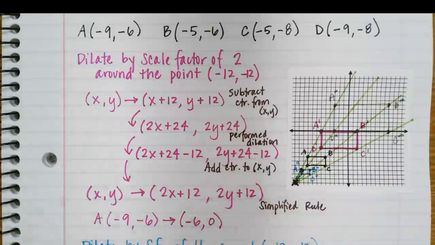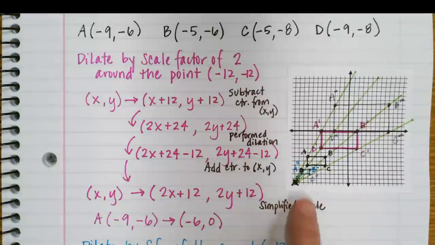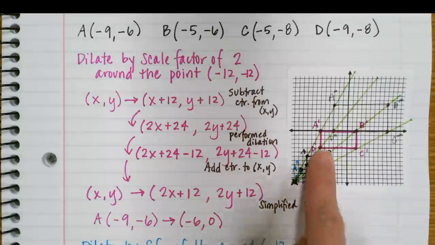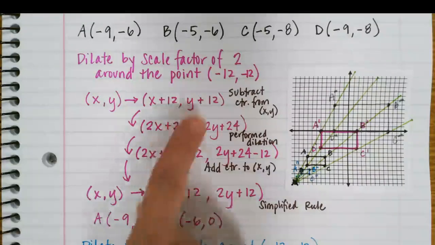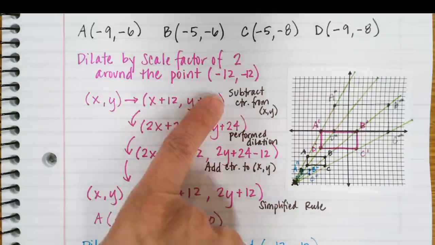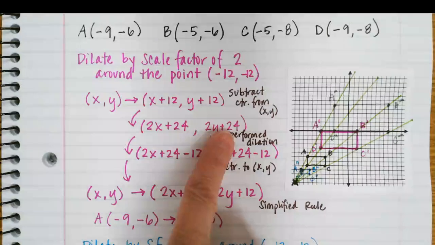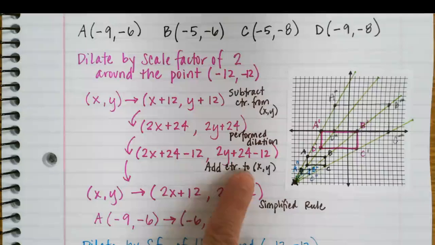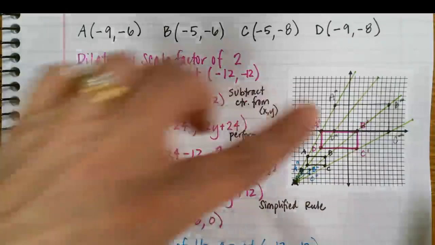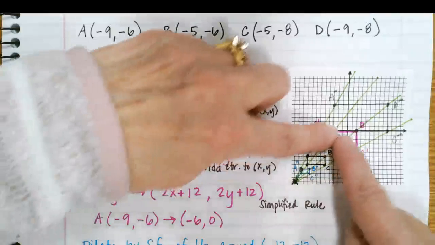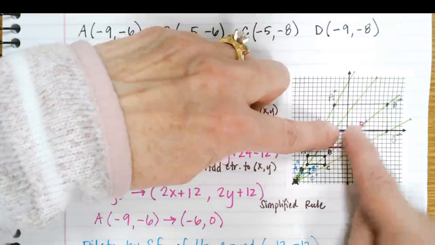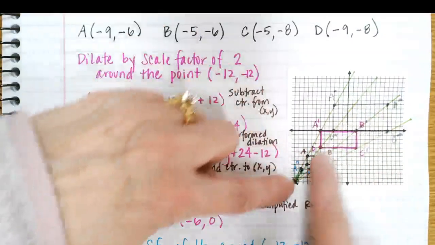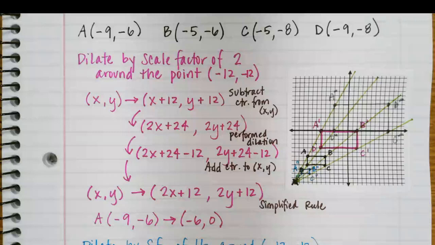But again, to do this on the graph is pretty easy. I would just count. Algebraically, you're going to subtract the center, perform the dilation, and then add the center back. So what you're doing there is moving this point over here, then dilating your figure, and then moving it back to where its new location is.